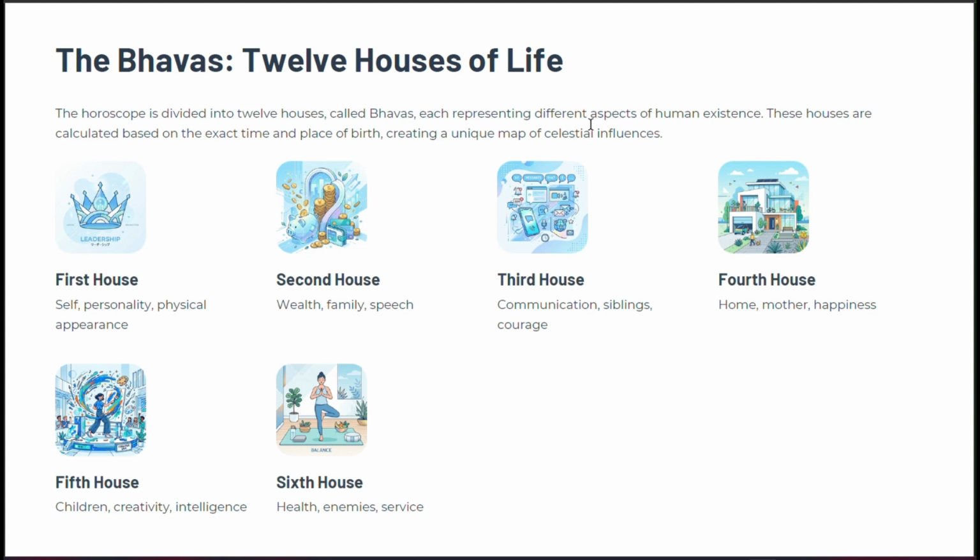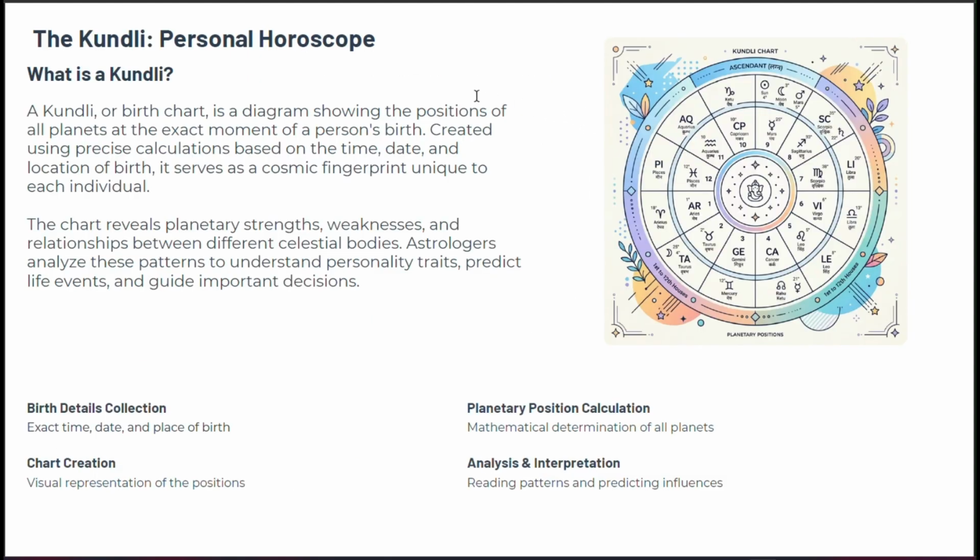Next comes the Bhavas. Another important concept is the Bhavas or the 12 houses of life. Each house represents a different area such as personality, wealth, family, health, career, and relationships. Kundli. Based on the person's exact birth time and place, astrologers create a Kundli, also called a birth chart. A Kundli shows the position of planets at the moment of birth. Astrologers study this chart to understand strengths, challenges, and possible future events in a person's life.